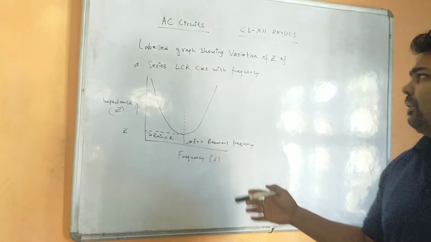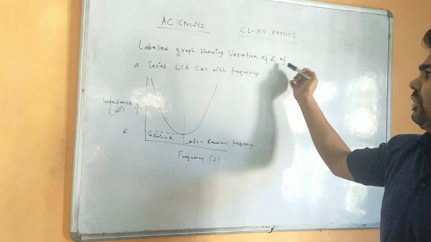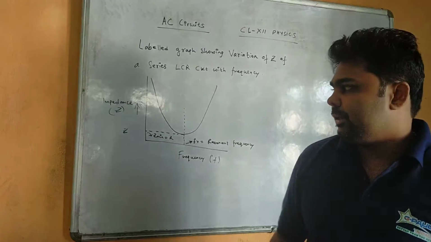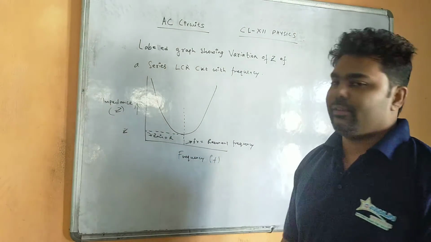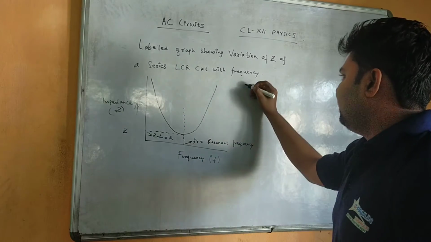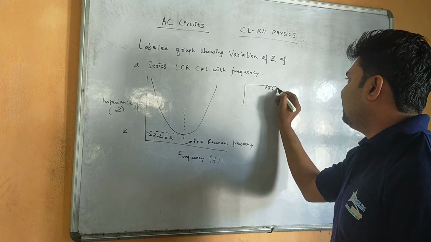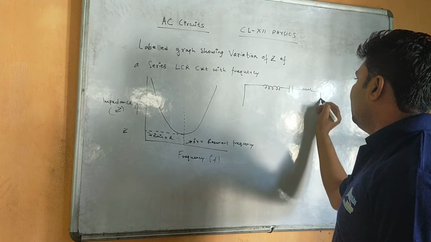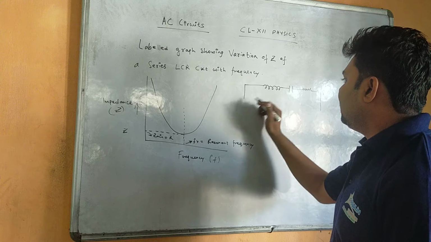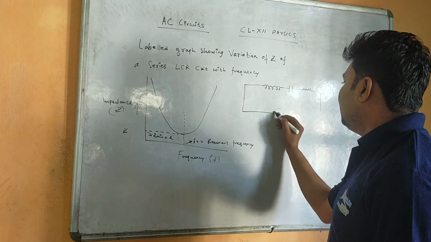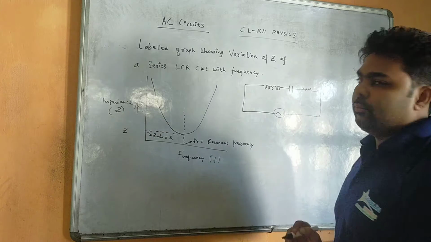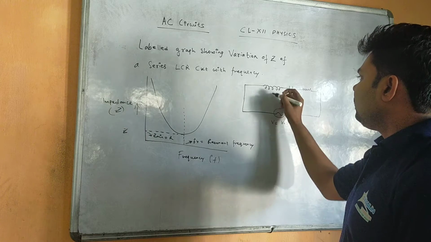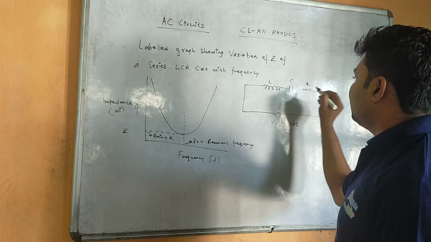You see, I have drawn here one level diagram. A graph showing variation of Z of a series LCR circuit with frequency. That means we have plotted here one line, that is impedance versus frequency. In an LCR circuit, there is one inductor, one capacitor and one resistor. So when an inductor, capacitor and resistor are connected with an alternating voltage, that is V equals V0 sine omega t. This is L, this is C, this is R.